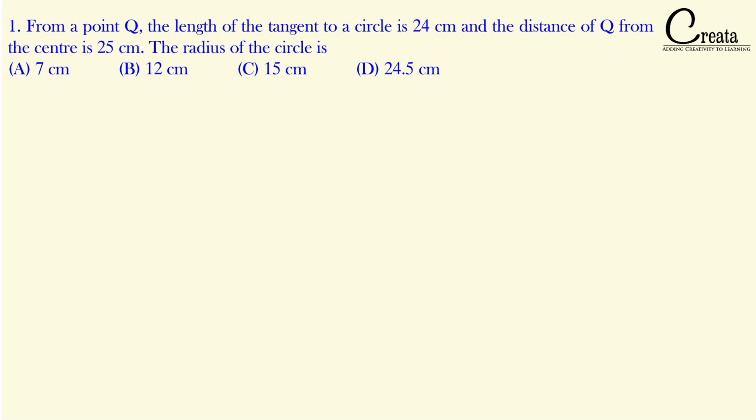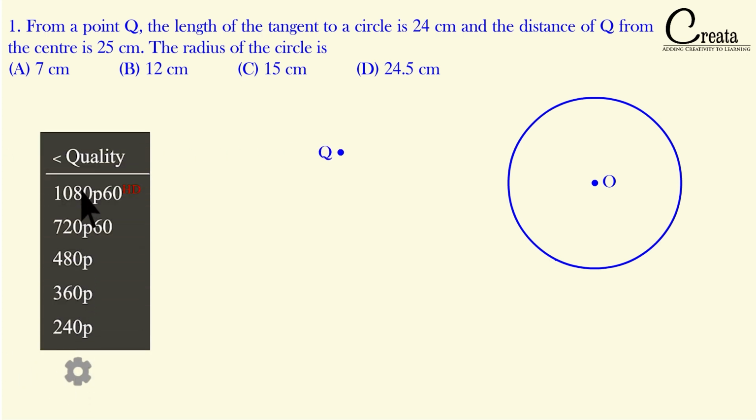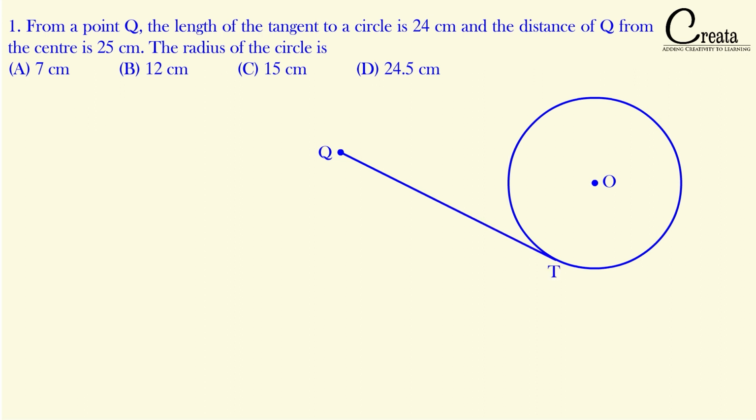In this question, we are having a circle with center as O and we are also having an external point Q. From this external point, we are having a tangent which is touching the circle at point T. So T is the point of contact for this tangent. Further, the length of the tangent is given as 24 cm. It means QT is given as 24 cm. The distance between the center and the external point, that is the distance between the point O and Q, is also given as 25 cm. And we have to find the radius of this circle, that is OT.